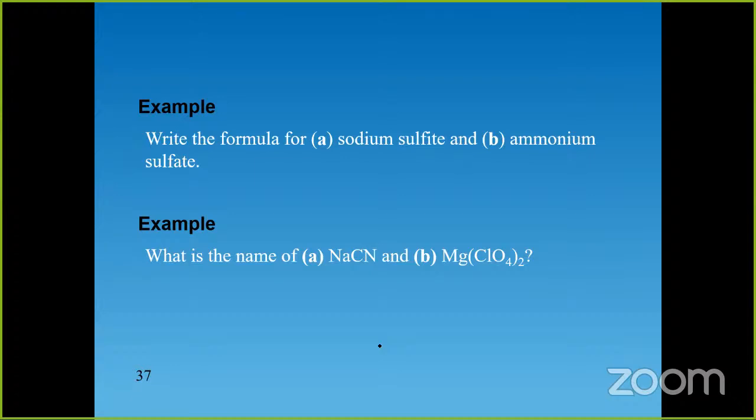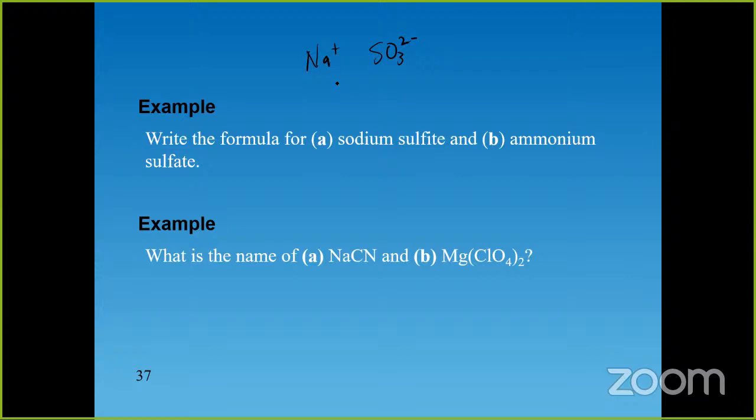So the first question says, write the formula for 2 compounds, one of which is sodium sulfide. So what you do is go to the tables and you look up the formula for sodium, which is Na+, and then you look up the formula for the sulfide ion, which is SO3 2-. And the principles that we used in the case of binary ionic compounds would be the same that we would apply to coming up with the formula for this compound.